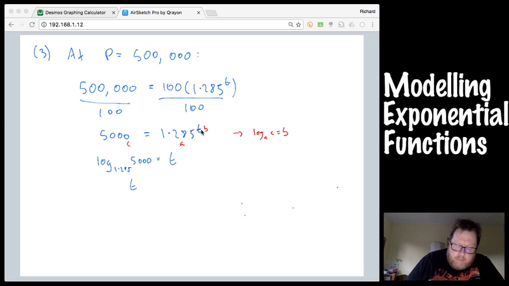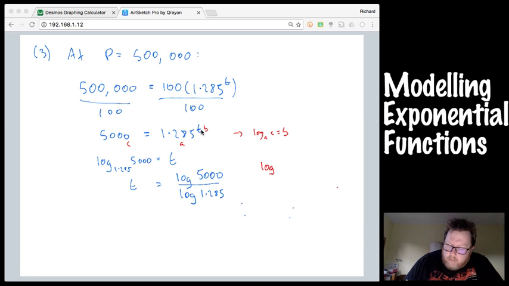So t is equal to, I'm going to use log base 10 because my calculator does base 10, log of 5,000 over log of 1.285. Okay, now that's using log base a of b is equal to log b over log a. So that's change of base. That's good news for us though, because we can use our calculator for that calculation.